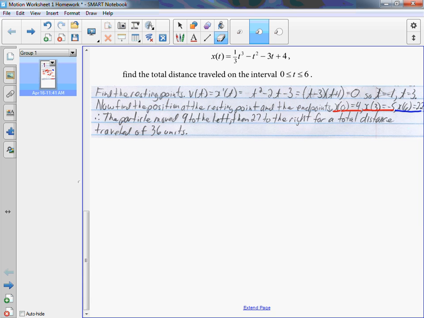All right, so the particle moved 9 to the left. It moved 27 to the right because it starts at negative 5, ends at 22. That's moving 27 to the right. Okay, so 9 to the left, 27 to the right, for a total distance traveled of 9 plus 27, 36. Now, we don't know what 36 feet, 36 miles, 36 units, whatever the unit of measurement is.